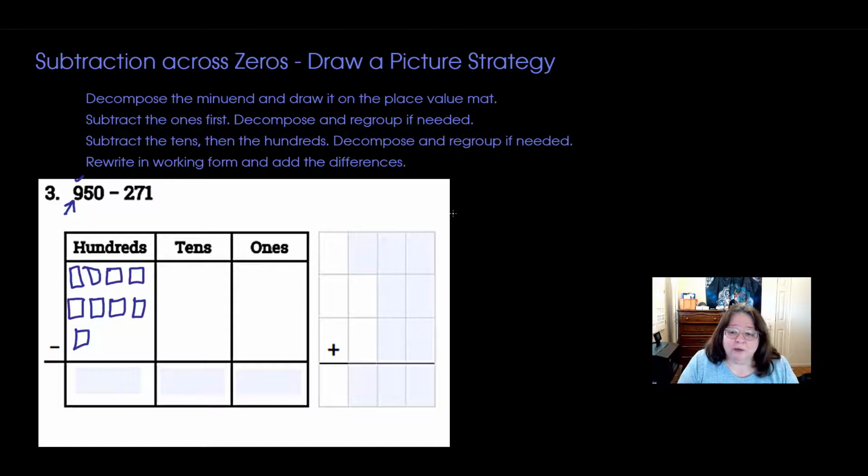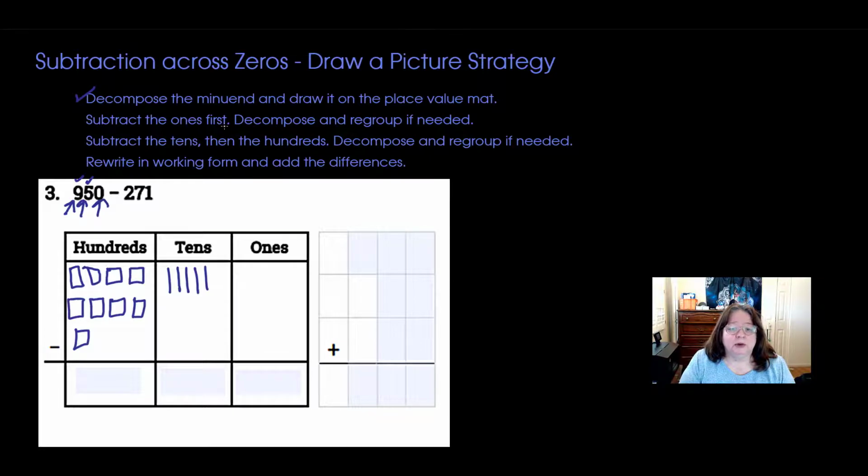Instead of drawing the stick and making sure that everything's divided by 10, we are not going to do that. That takes way too much time. So we're just going to draw sticks or rods for tens, and we need to draw 5. 1, 2, 3, 4, 5. All right, got that one done. How many ones are we drawing? 0. So we just leave that blank. We have decomposed the minuend and drawn it on the place value mat. If you don't have a place value mat, you can draw one on your paper, or you can just keep the group of hundreds together, and next to it a group of tens, and next to that a group of ones.